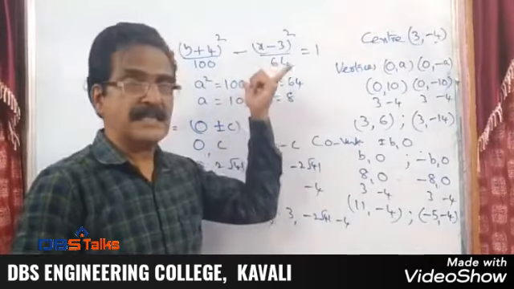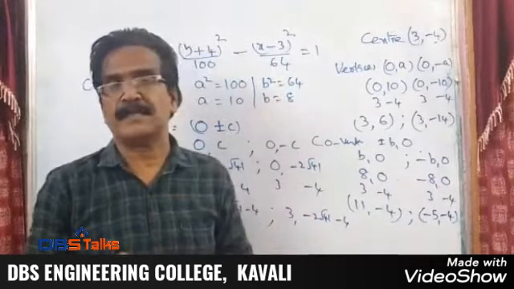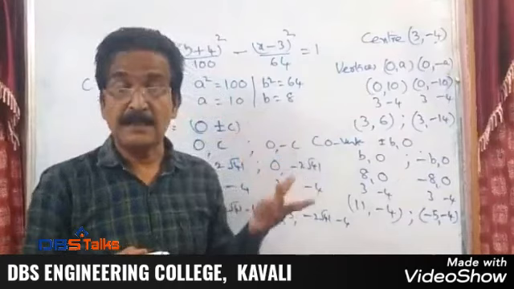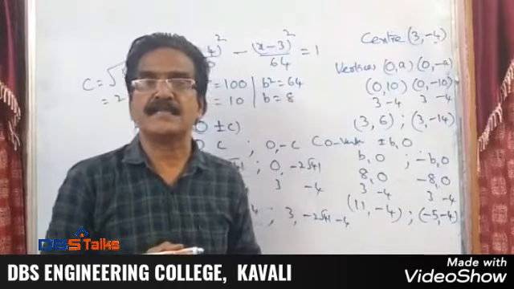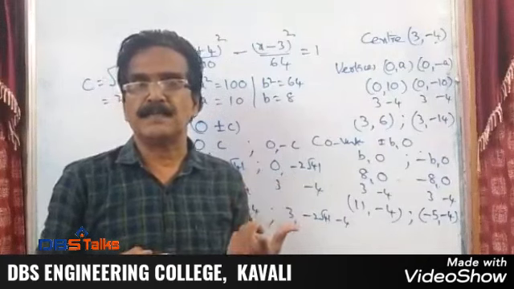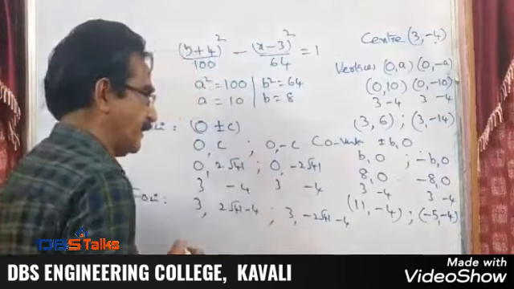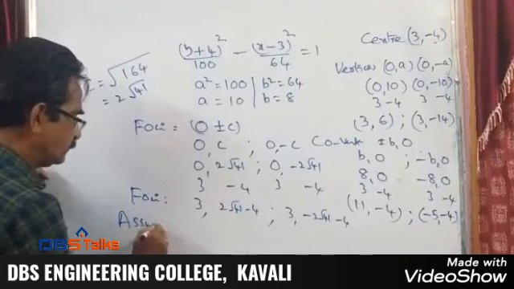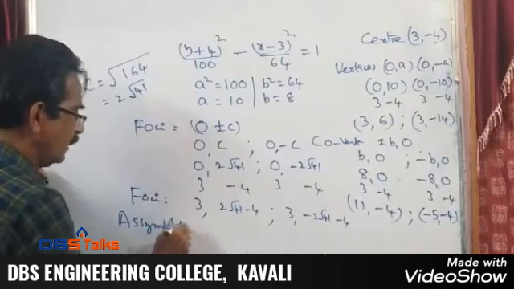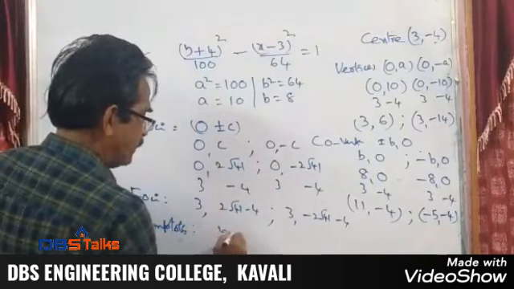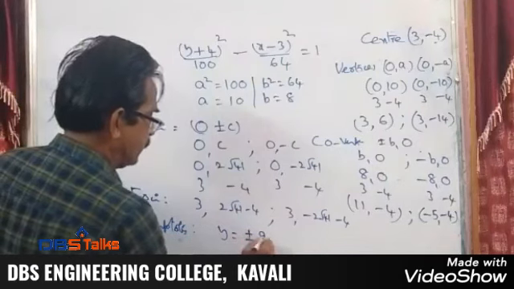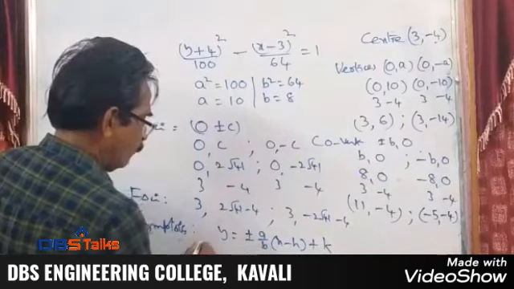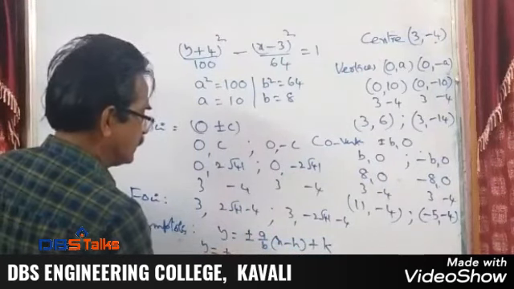Now for this one, which is (y minus k) whole square by a square, the equations of the asymptotes are y is equal to plus or minus a by b into (x minus h) plus k.